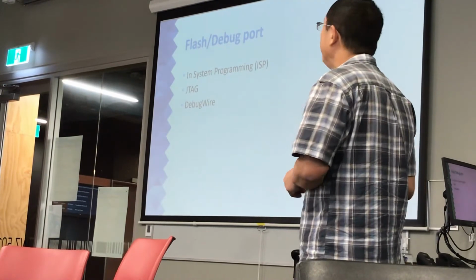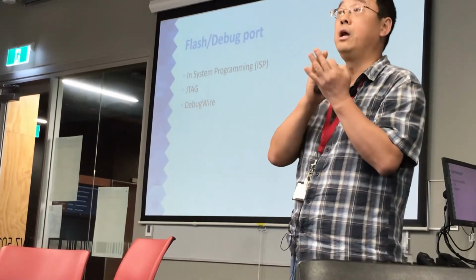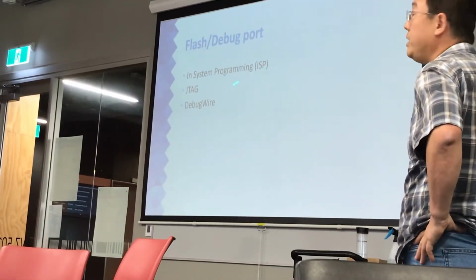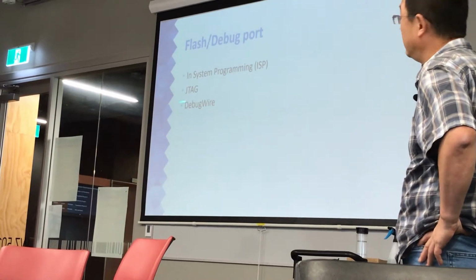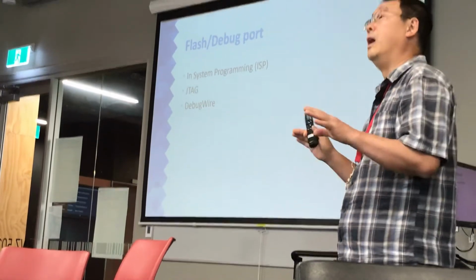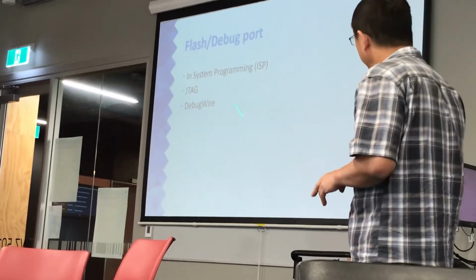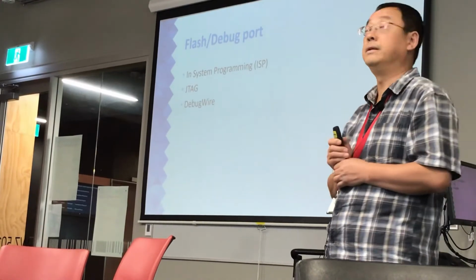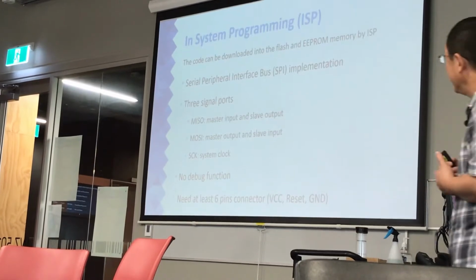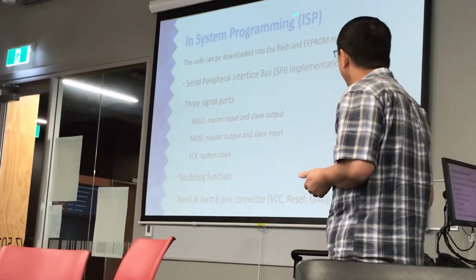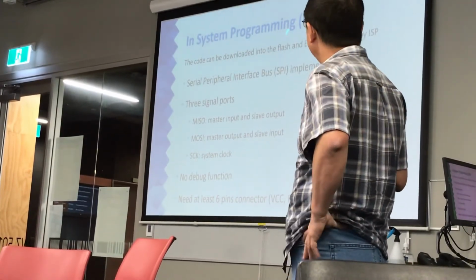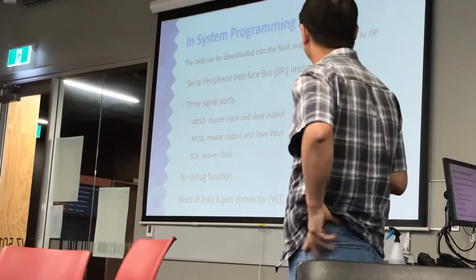The microcontroller normally has three communication or flashing ports. One is called ISP, one is JTAG, and the third is debugWire. Those are very common ones. It doesn't matter which manufacturer's microcontroller, they basically all have these functions. What is different? With ISP, you can send the code to your microcontroller and put this code in its flash memory.